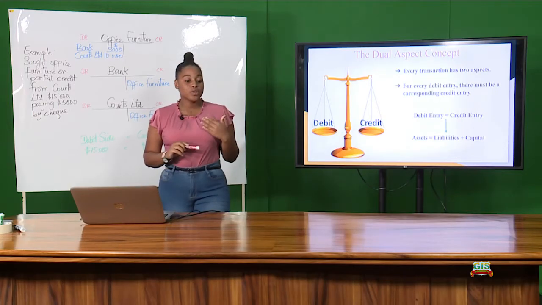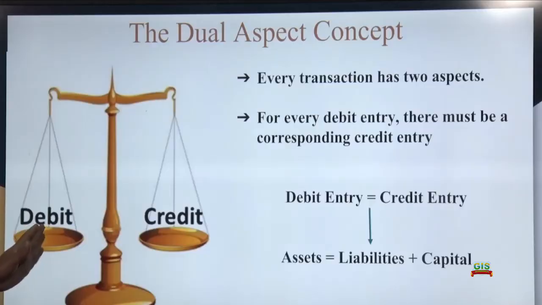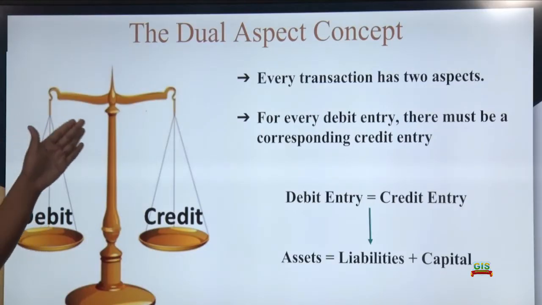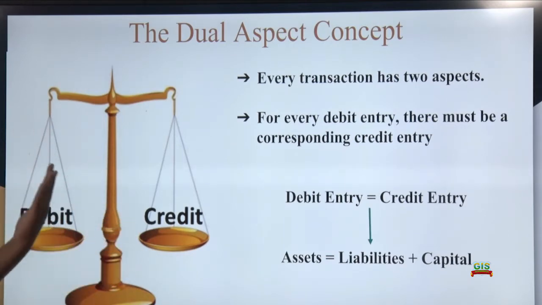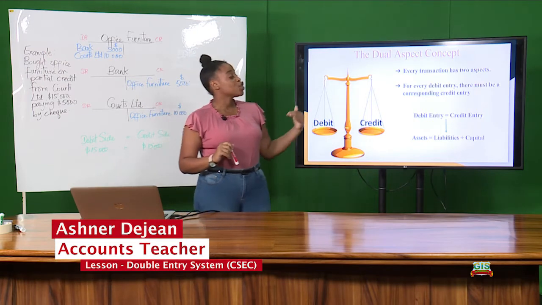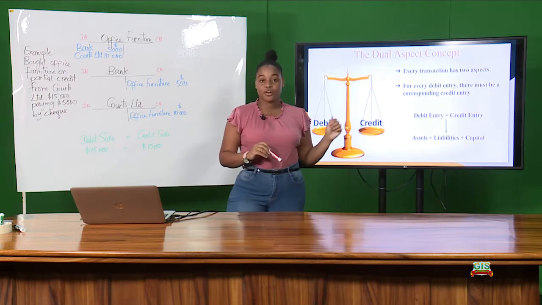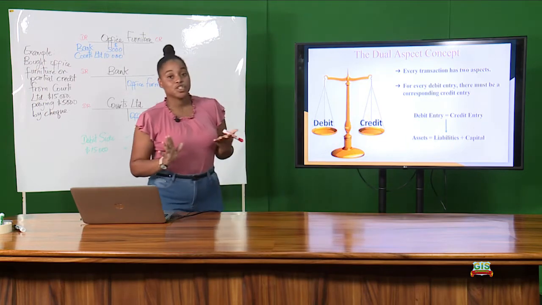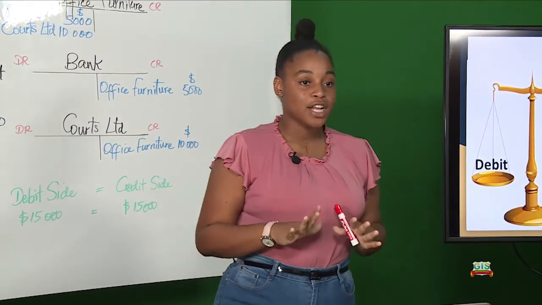So the transaction will affect one account on the debit side and another account on the credit side. Whatever you do on one side, you have to do on the other. That's what corresponding means. If you put $400 on the debit side, there should be $400 somewhere in an account on the credit side. So for every debit entry, there must be a corresponding credit entry.